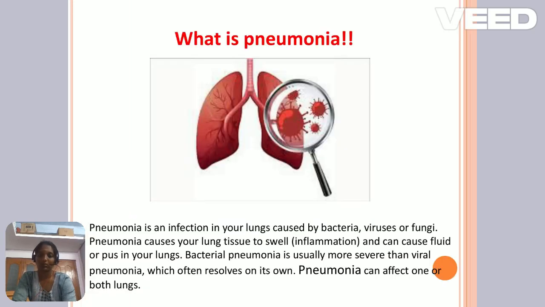What is pneumonia? Pneumonia is an infection caused in the lungs by bacteria, fungus, or virus. It is the inflammation caused in the lungs by swelling and forming pus in our lungs. Pneumonia can affect one or both lungs.